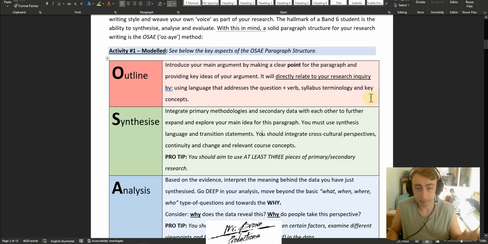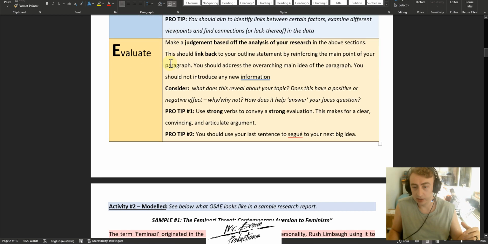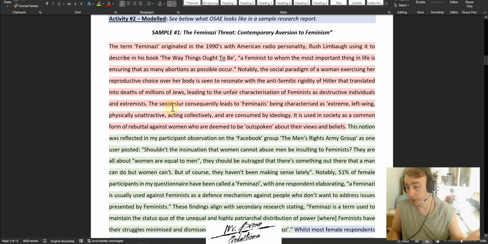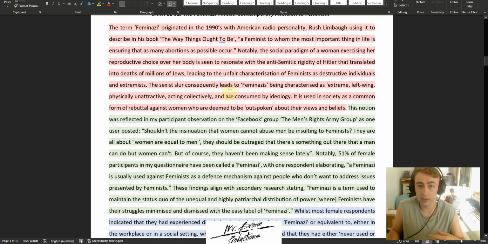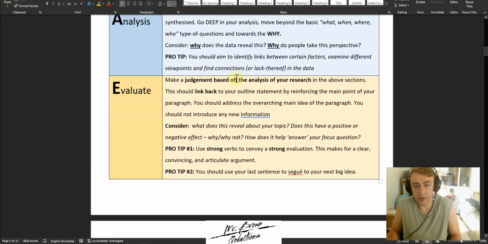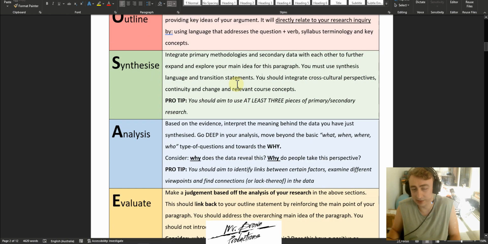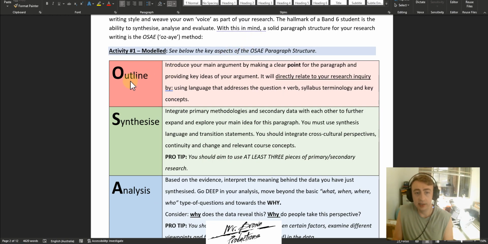Okay, back to this. So this is a color-coded system, and the reason it's color-coded is that when you write your own paragraphs, I get you to color-code them like this, so you can clearly see where you've outlined, synthesized, evaluated, etc. So that's the reason for the colors. You can use any colors you like, but these are the ones I've got printed out. So the first thing you want to do, the first thing is outline.